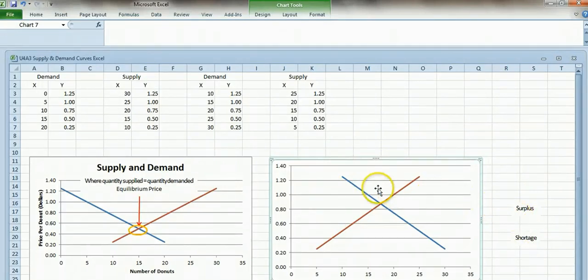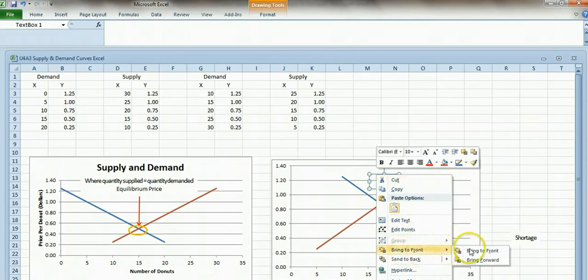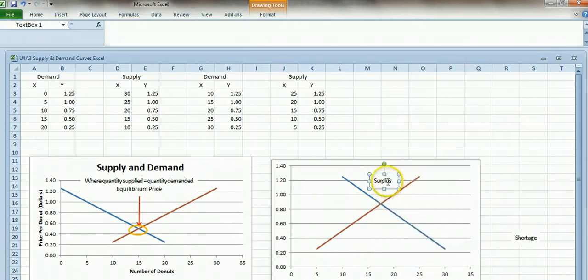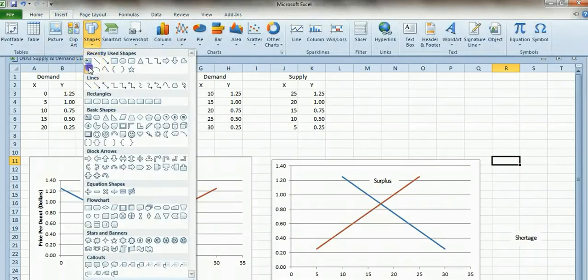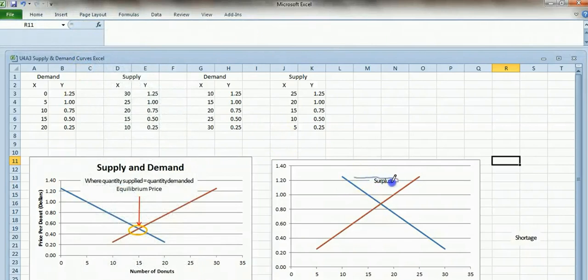So if I'm going to have a surplus, that means that the producer has hiked the price too much and consumers aren't buying. So that's represented up in this area right here. So let's see if I can bring that front. Okay, so there's my surplus right up in this area, and if I were to insert a little bit of a shape here, you would see it's going all through here. This is my surplus area.